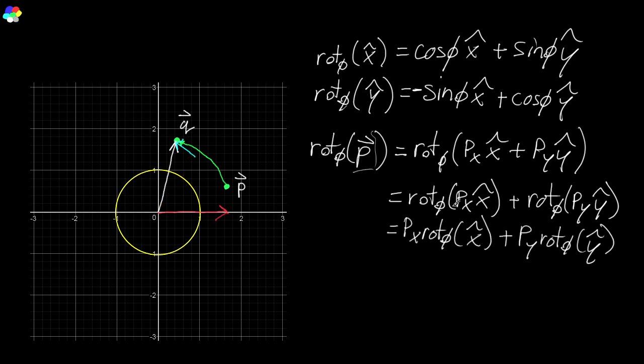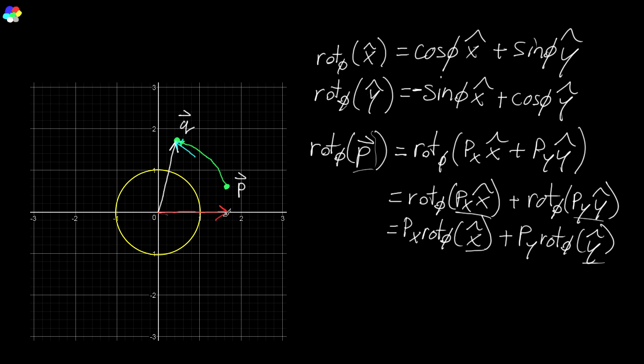All right, let's now do one more little reworking here. We're going to pull the px and the py outside of the rotation equation. So what we're saying here is that rotating the scaled component x and y is the same as rotating x and y and then scaling it after the rotation. And I think intuitively you can see how that is true.